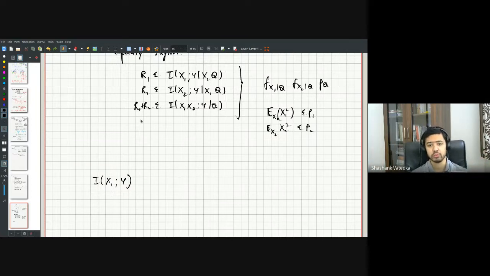So what is the first thing that you would start with? You want these densities f(x1|q), f(x2|q) to satisfy that the second moment of x1 is less than or equal to P1, and the second moment of x2 is less than or equal to P2. Since this is a Gaussian channel, what are the first distributions for X1 and X2 that you would think of? Which distributions do you think would give the best rates?